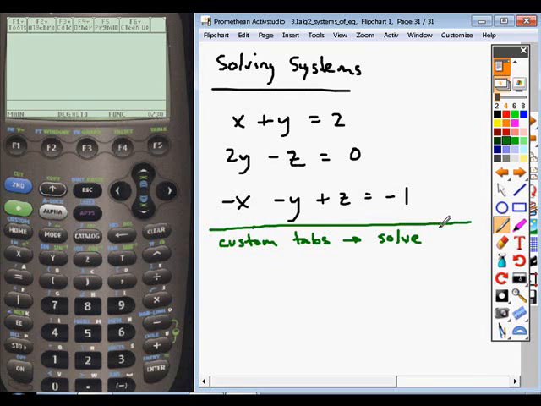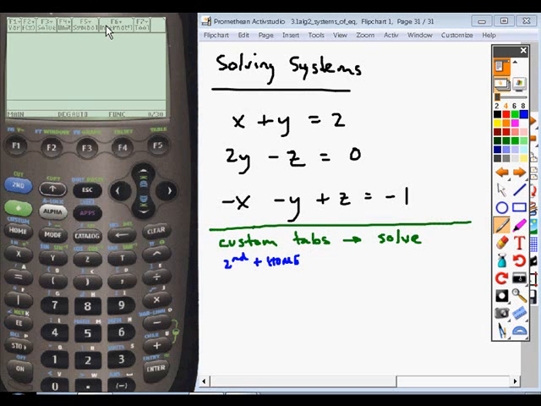Remember, as you're going through these, you've got to switch to your custom tabs. The custom tabs are found by hitting the second button plus the home key. So if you hit second home, you get your custom tabs. Then you hit the solve tab, which is F3, and then you hit the solve template.